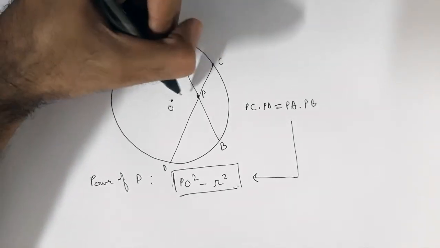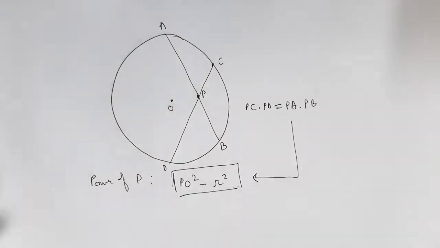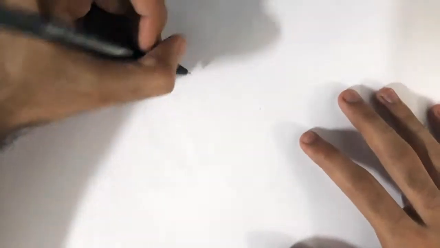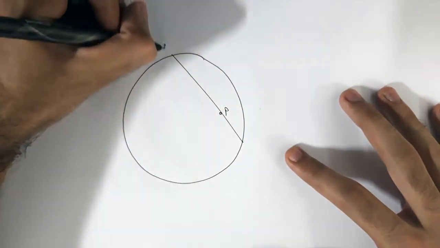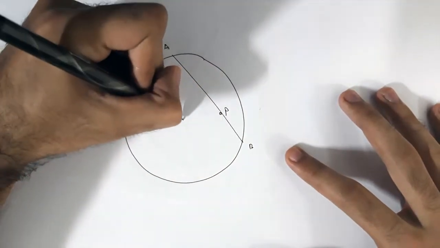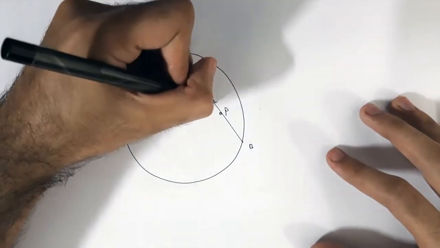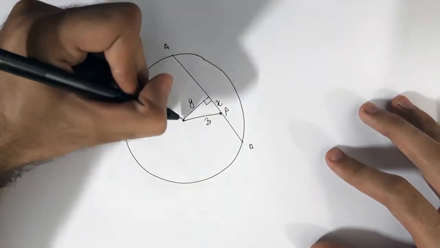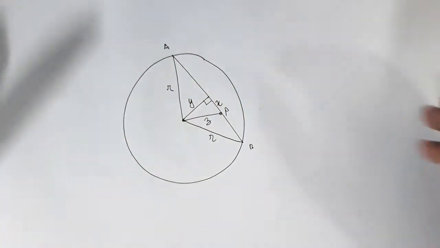So we'll do it in this figure. So let's take a different figure. So we have this circle and we have P here, we have A, B, and we have the center O. Let's drop a perpendicular and let's call this X, this Y, let's call this Z. We know that this is R and this is R.